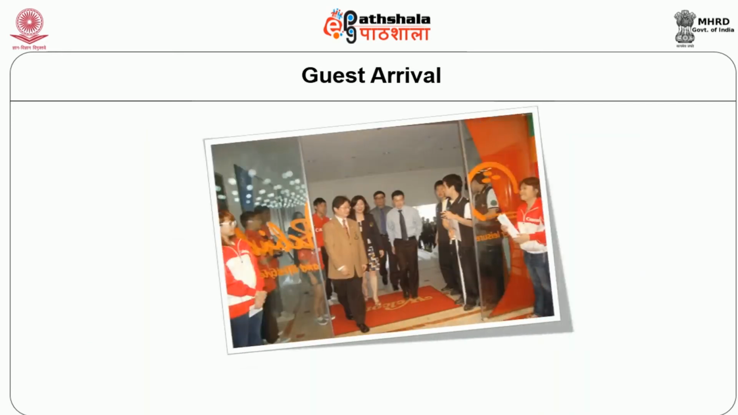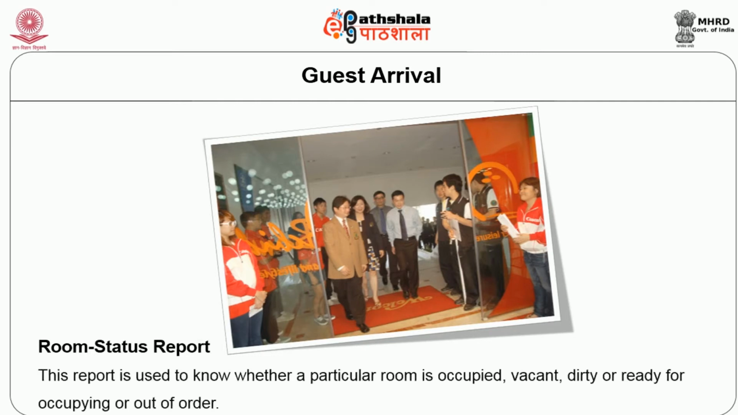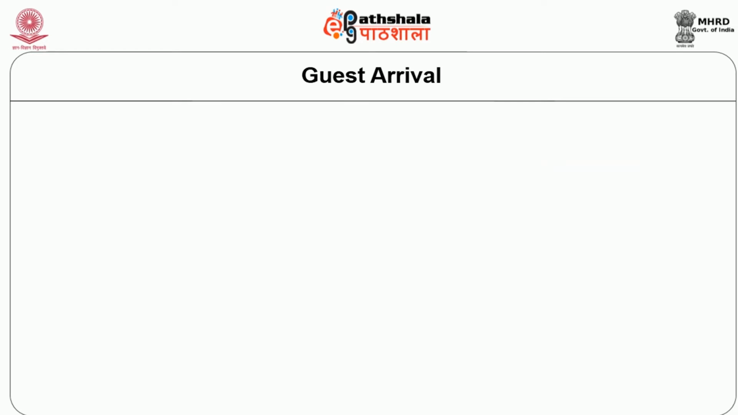Now we will see guest arrival. In guest arrival, we will look at what aspects or reports are maintained. First is the room status report. This report is used to know whether a particular room is occupied, vacant, dirty, ready for occupying, or out of order. Now we will see the room status, which, as I told you, can be classified as follows.